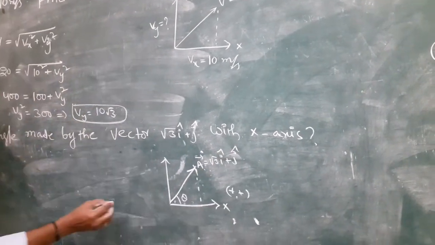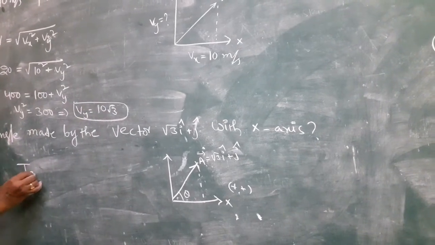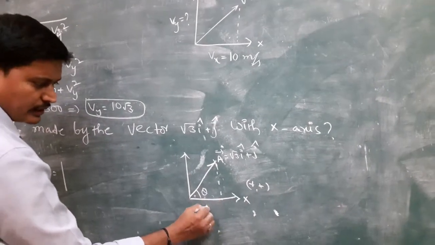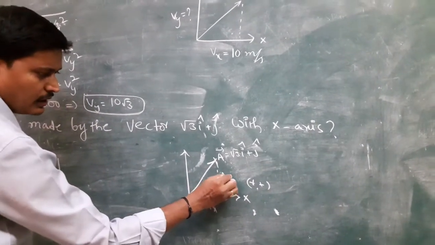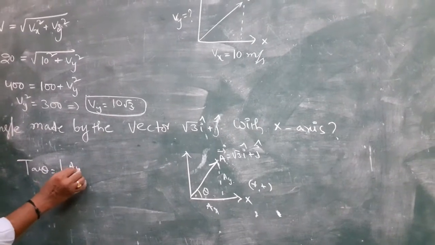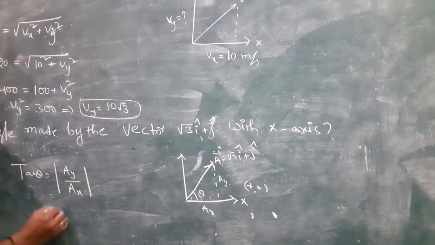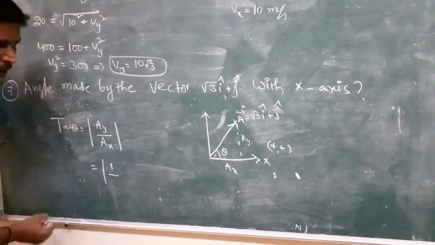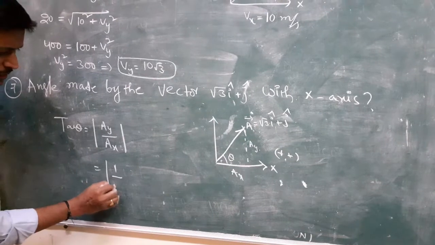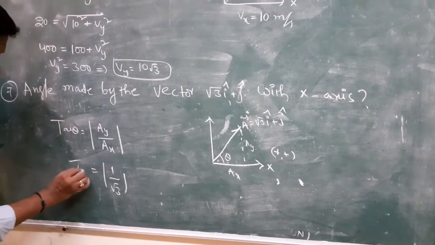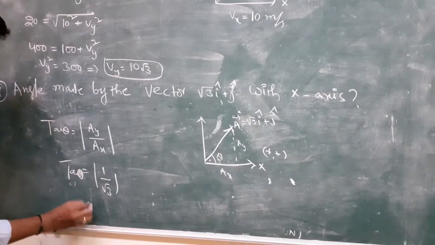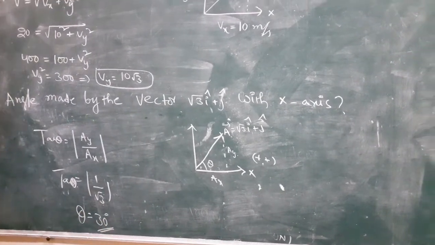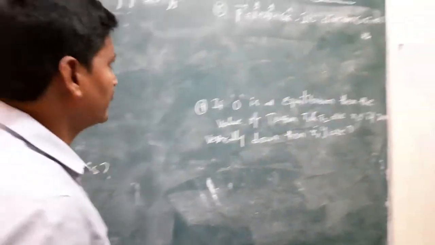Tan of theta is equal to the opposite side by the adjacent side. This is ax, this is ay. Then ay divided by ax. Here ay means the y component, that is 1, and the x component is root 3. Therefore tan of theta is equal to 1 by root 3. Theta is equal to 30 degree, since 1 by root 3 is the value for 30 degree.